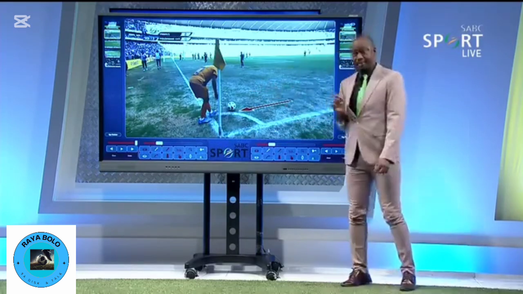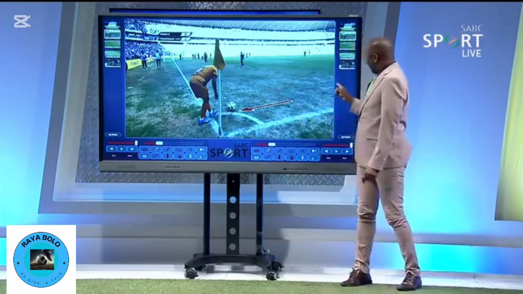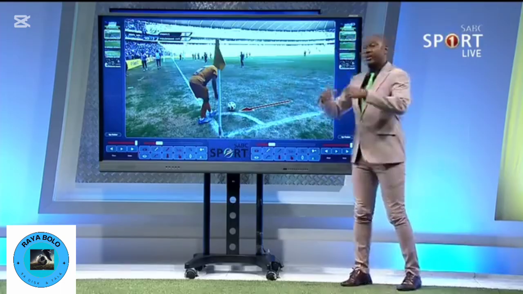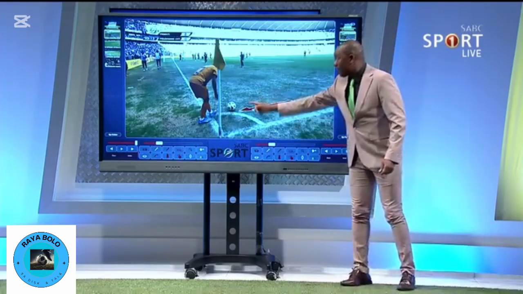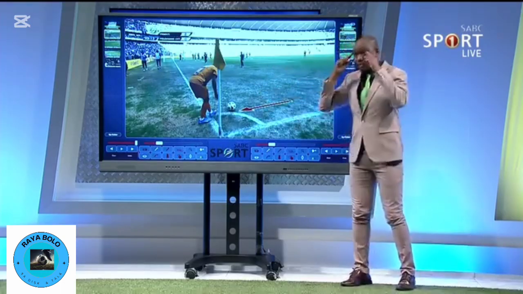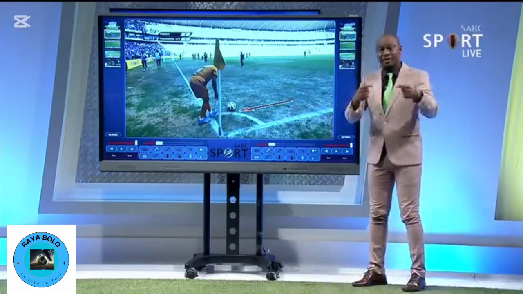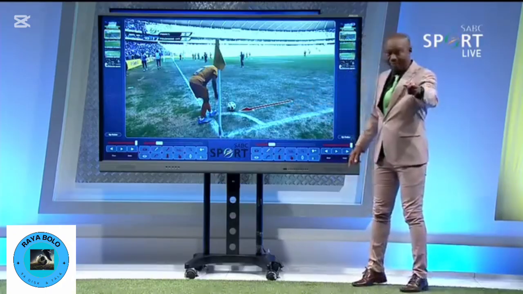he's cheating the game. So he must not cheat. The assistant referee should have assisted, no assistant. So incorrect decision by Muremi, incorrect decision by the referee not to see. So we hope they have learned, because ours is to educate and inform.